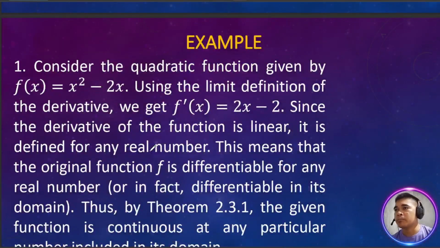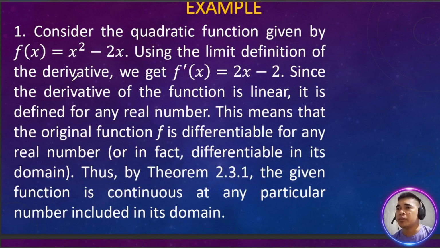So we have an example. Consider the quadratic function given by f of x is equal to x squared minus 2x. So using the limit theorem, the previous topic, we get the derivative, f prime of x is equal to 2x minus 2. So take note, in algebra, this is a linear. So the derivative of the function is a linear. Meaning yung exponent ng variable is 1. Pag 2, that is quadratic. So stated here, we have quadratic functions.